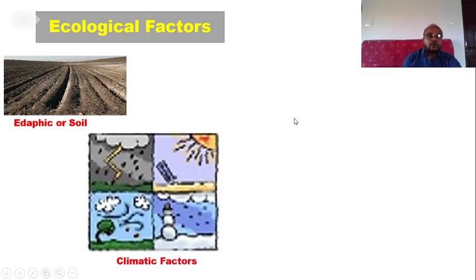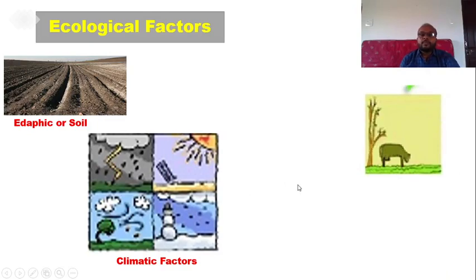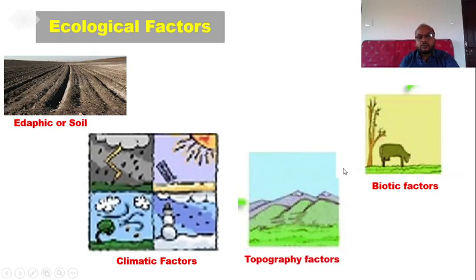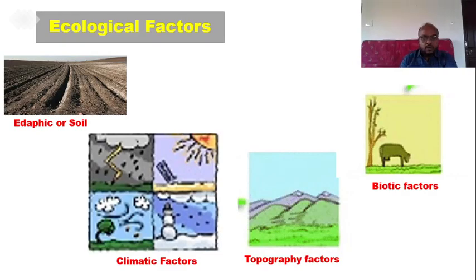The second one is the climatic factor. Climatic means the factors which control the climate of that particular area. The next one is the biotic factor, that is different animals, plants and microorganisms, which are included under the biotic factor. And the last one is the topographic factor, which is nothing but the surface of the area. So these are the ecological factors, and we will discuss them one by one.